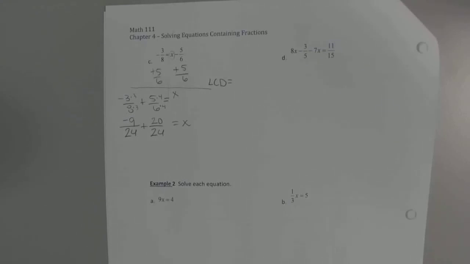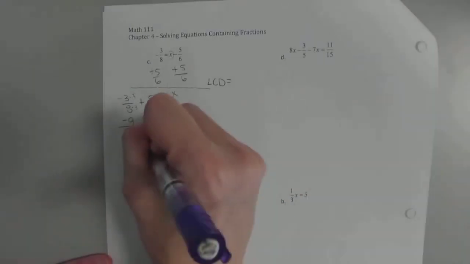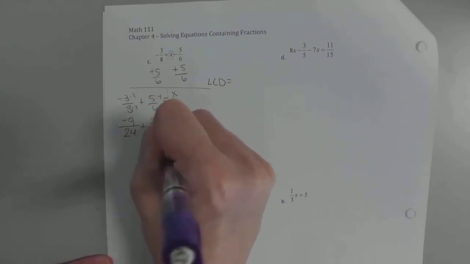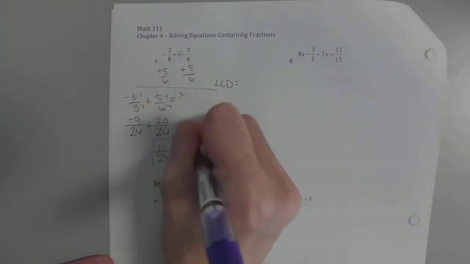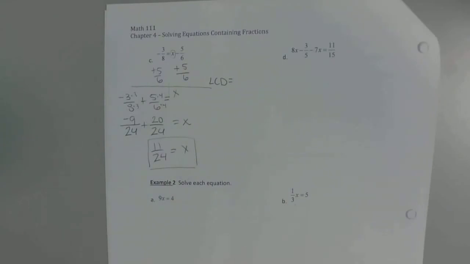And at this point, it's our chapter 2 math. What do you do when you add opposite signs? You're really doing what? Subtracting. So what's 20 take away 9? 11. Will it be a positive 11 or will it be a negative 11? Positive, right? So this is just 11/24ths equals x. If you want to flip-flop it and write x equals 11/24ths, that's fine. Because the equal sign, you can go back and forth, back and forth.